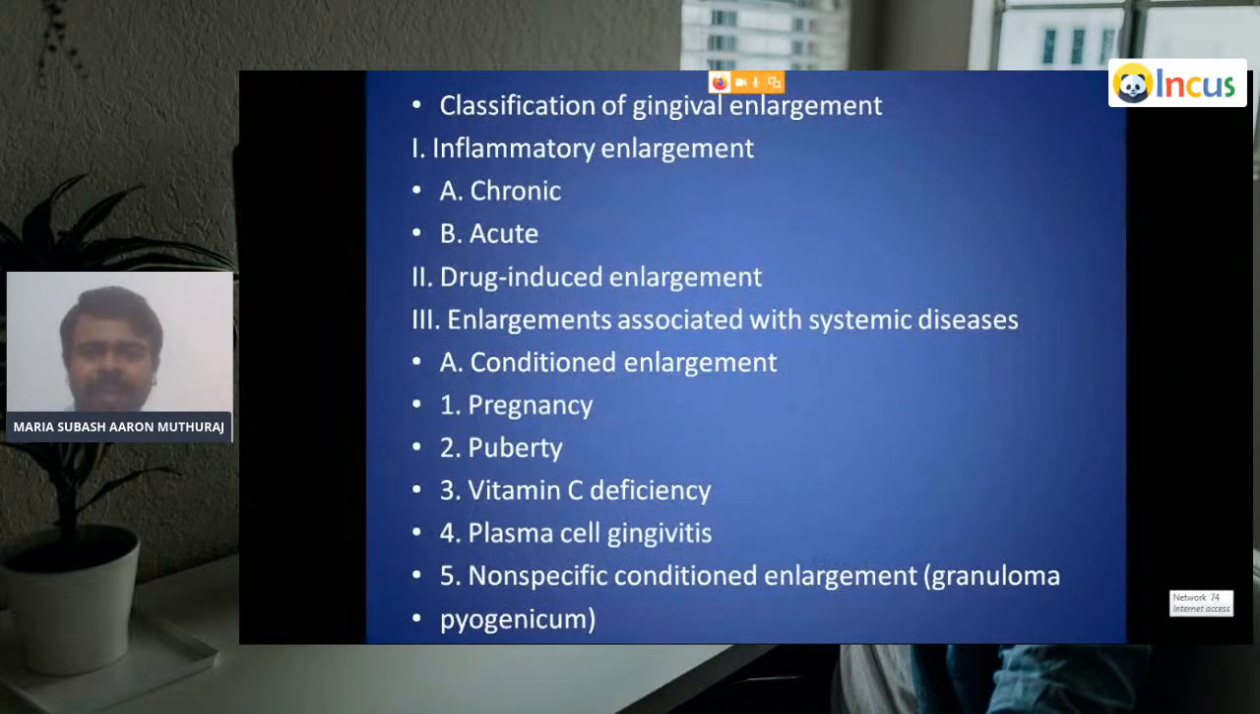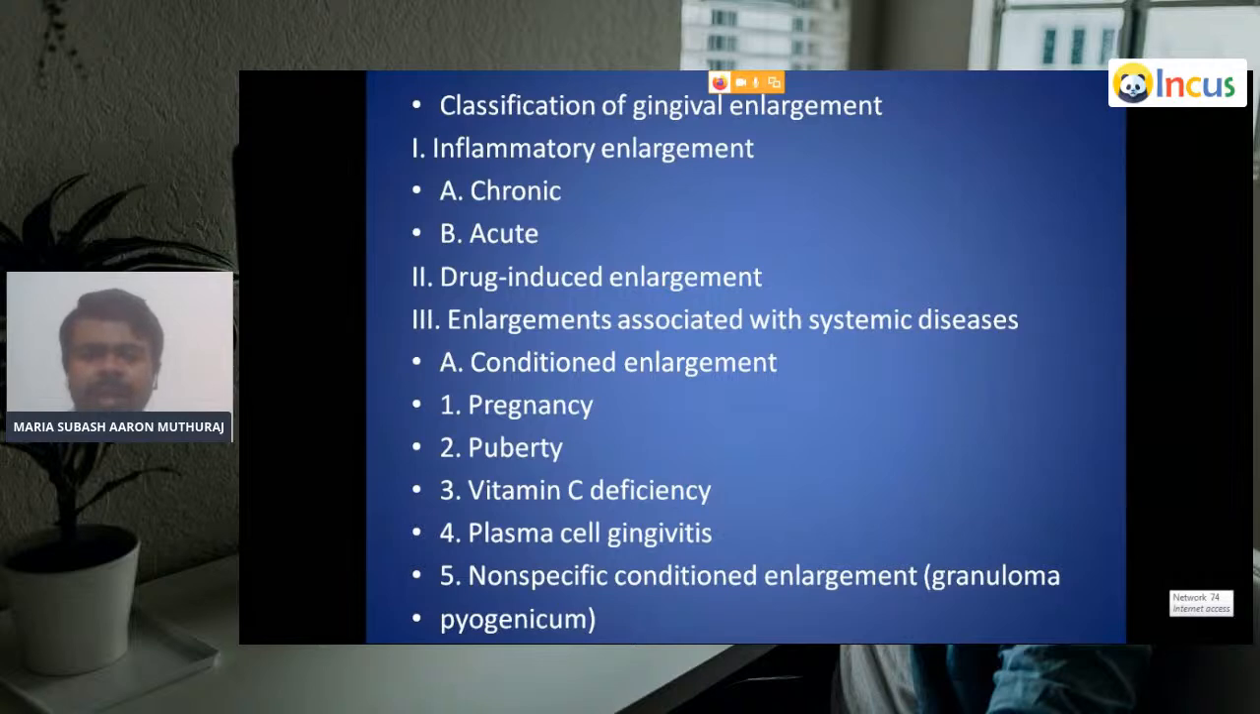Coming to the classification of gingival enlargement, it is broadly classified into 5 types. First is inflammatory enlargement. Subtypes are chronic inflammatory enlargement and acute inflammatory enlargement, as seen in gingival abscess. And drug-induced gingival enlargement, which commonly arises due to intake of drugs like anticonvulsants, calcium channel blockers, and immunosuppressants such as cyclosporine.